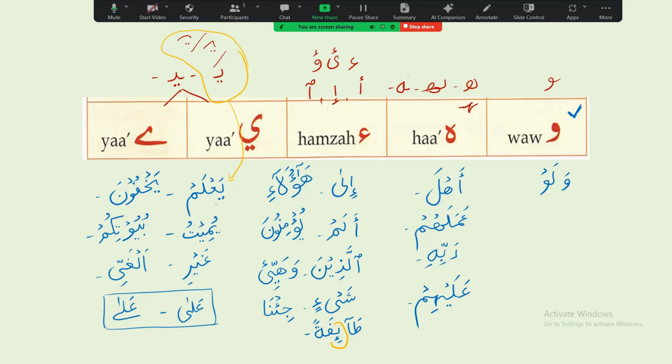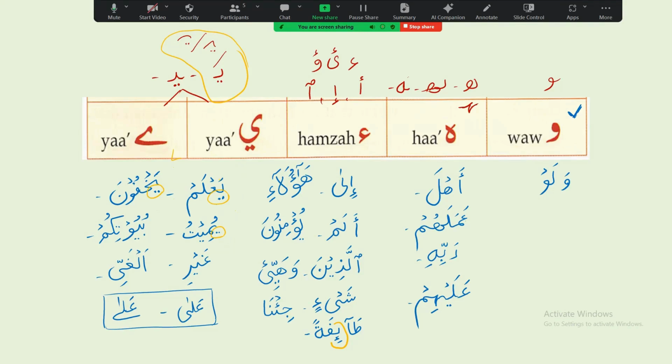For example, in this word, ya alam, ya is here at the start, and yes, it has two dots below it. Or when it comes here in this word, yakhfuna, ya is again at the start. So ya comes at the start like this as well, in a rather round shape, in this word, yumitu. But sisters, again you will identify it with the two dots below it.